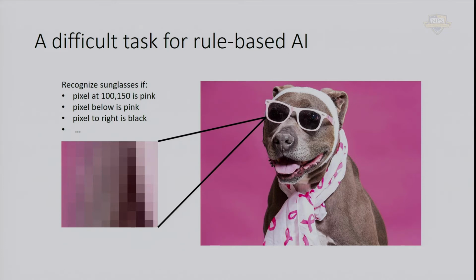We would have to write a rule to account for all the different possibilities, for all the different values of red, green, and blue, if we're looking at each pixel, in which we might have sunglasses and a scarf and a dog. So you can imagine how complex a rule might be to recognize a dog wearing sunglasses and a scarf in an image.